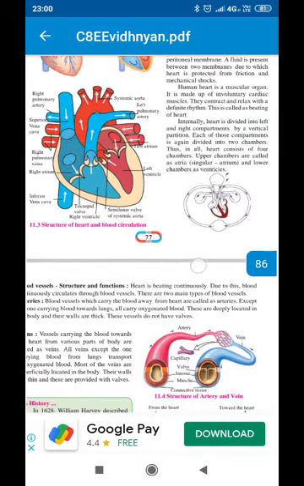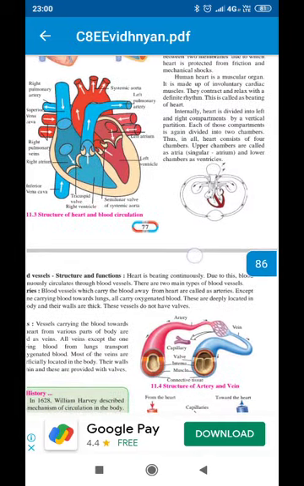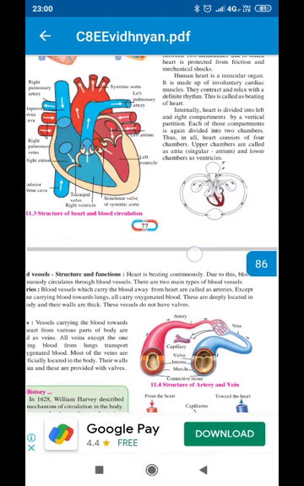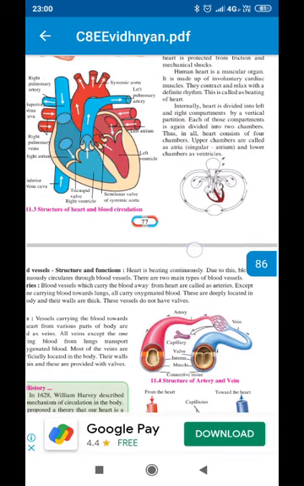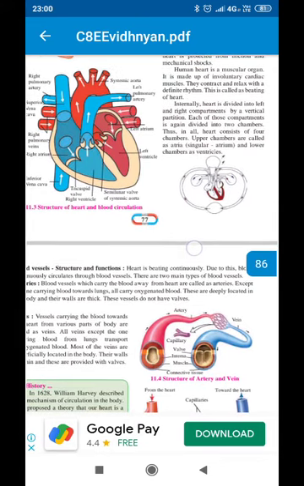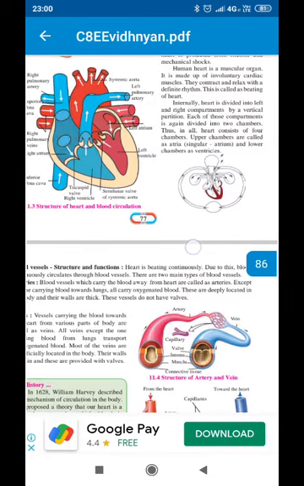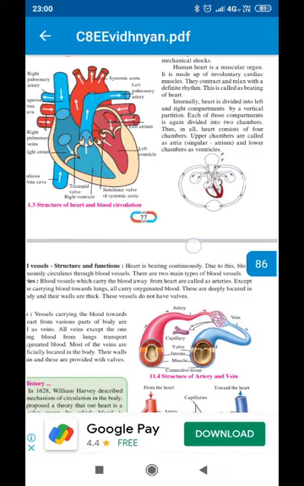The human heart is a muscular organ. It is made up of involuntary cardiac muscles. What is involuntary? It is beyond the control of the brain, and therefore it is called involuntary. The brain has no control over the functioning of the heart, and therefore the name involuntary cardiac muscles. Cardiac implies heart. They contract and relax with a definite rhythm. This is called the beating of the heart.